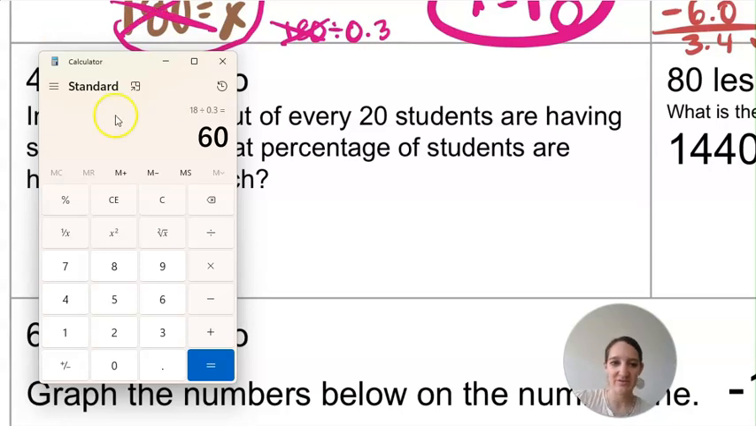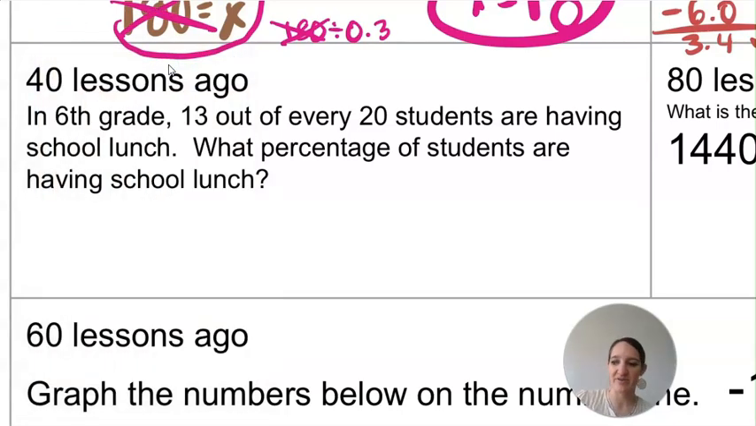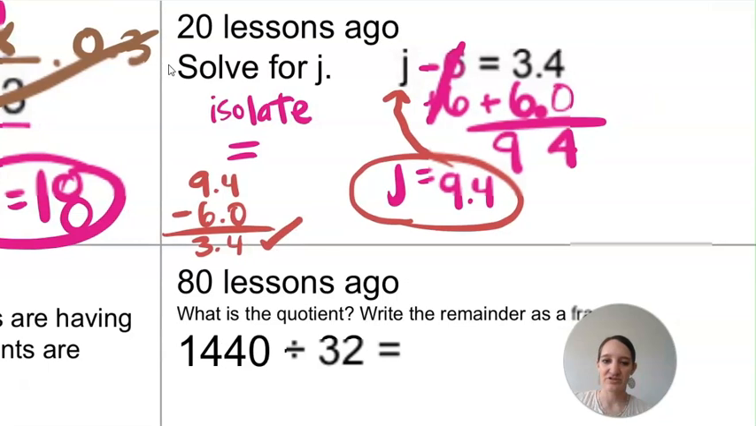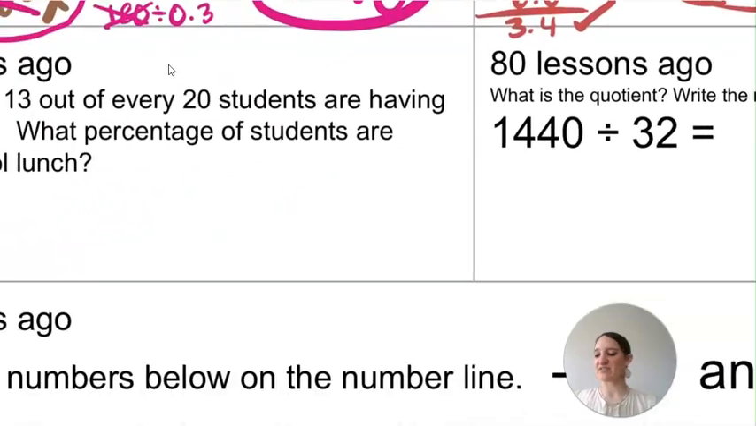Forty lessons ago. Whoa, did you guys see that? I have the calculator in the way the whole time. Oh, shoot, sorry.